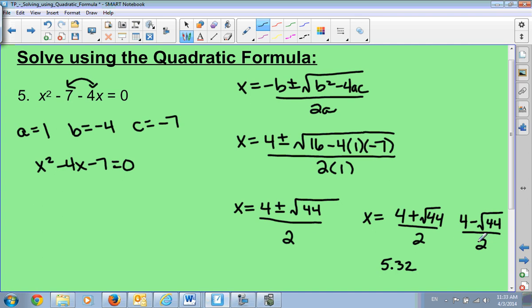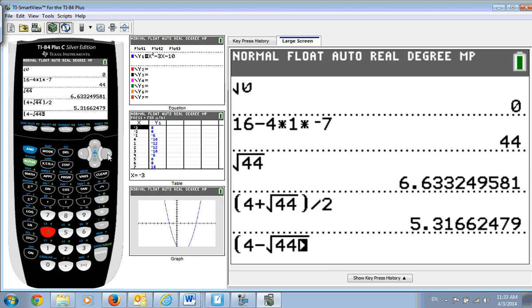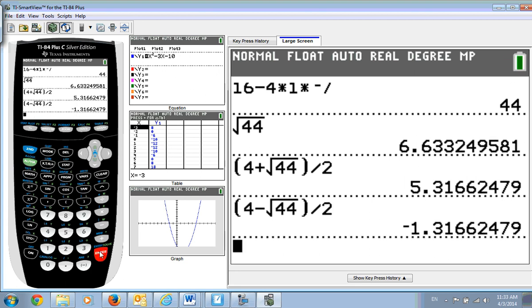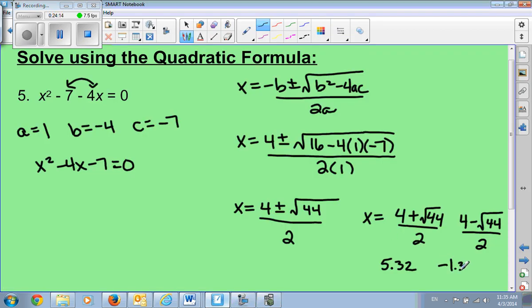Okay, now let's put this guy in the calculator. Same exact thing, it's just got a minus sign. So 4, wait, got to put in parentheses, right? 4 minus the square root of 44. Now watch this, I arrow to the right to get out from underneath the radical sign, then you close your parentheses, and you divide by 2. So negative 1.32. Negative 1.32, right? Mm-hmm. Is your other x value.